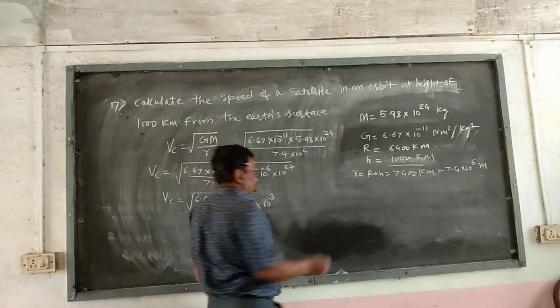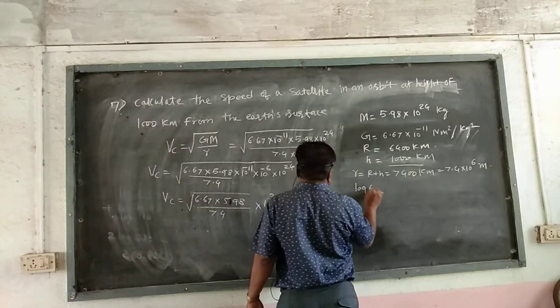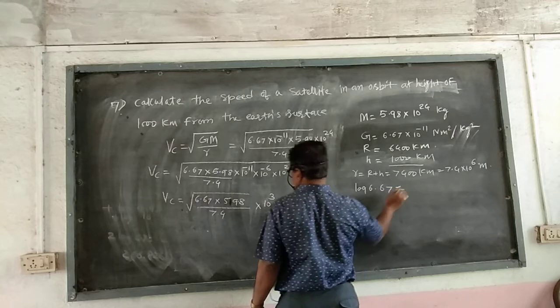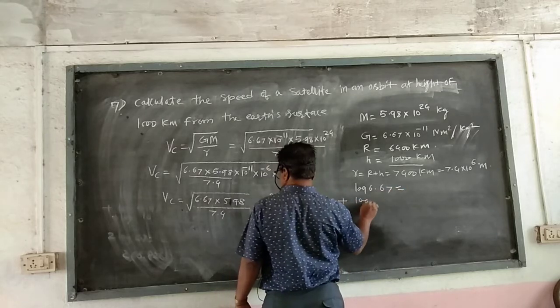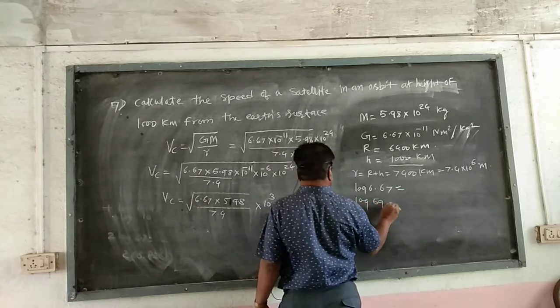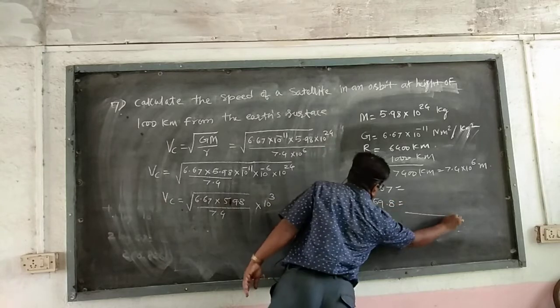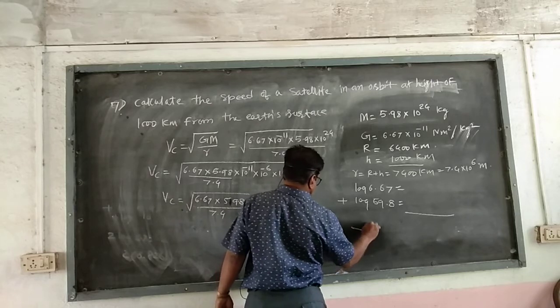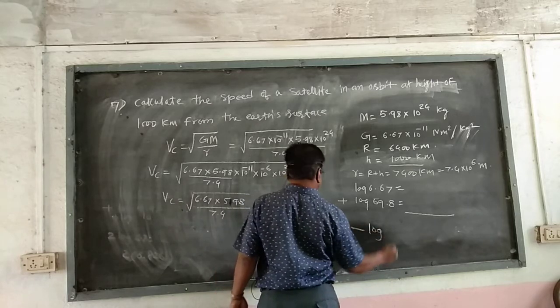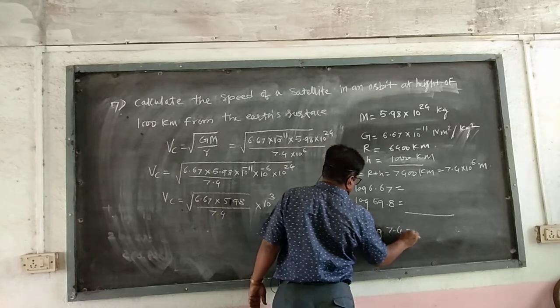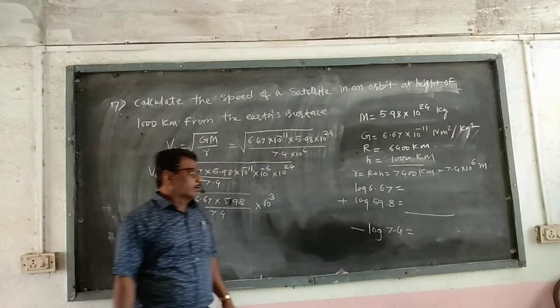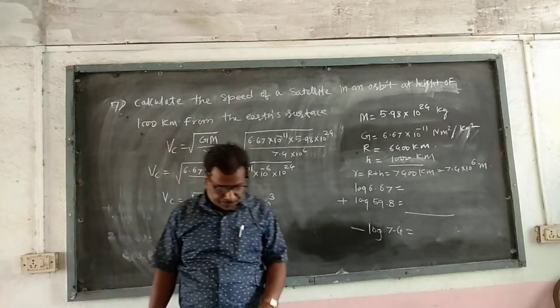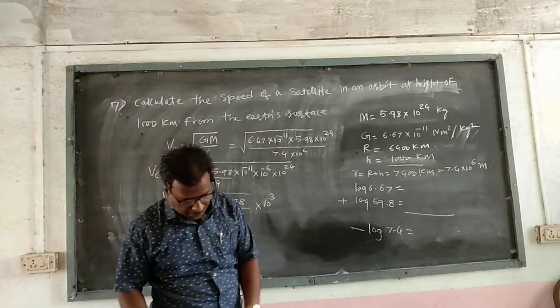So take log 6.67 plus log 59.8 minus log of 7.4. Now log of 6.67 is equal to 0.8241.